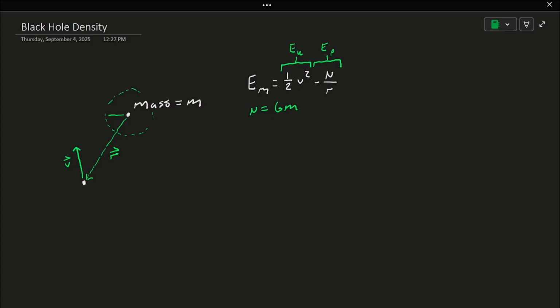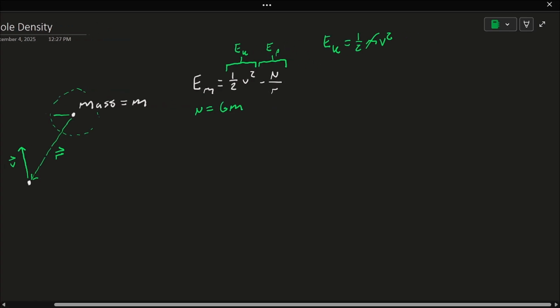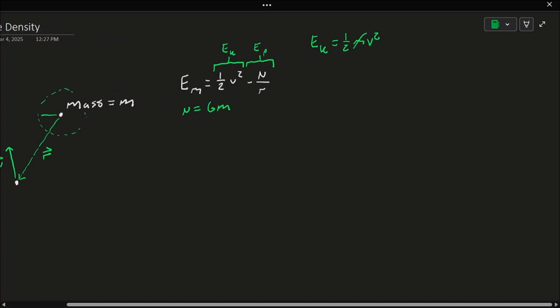So kinetic energy you can kind of see, right? EK equals 1/2 mv squared. Although we can get rid of our m here because we're calculating specific mechanical energy, so that's per unit of mass. So we get 1/2 v squared. That's our kinetic energy. Now potential energy is a little trickier, but we can derive it.